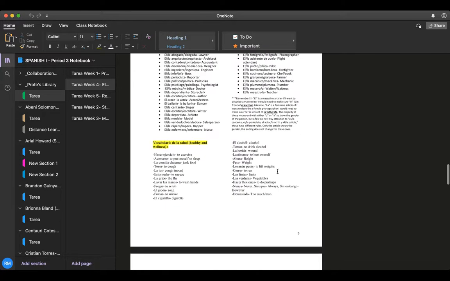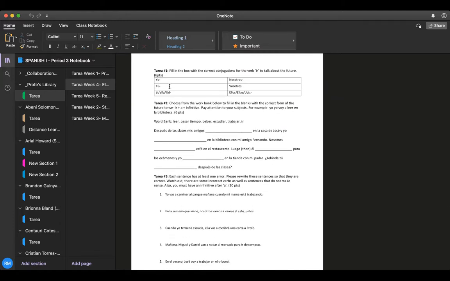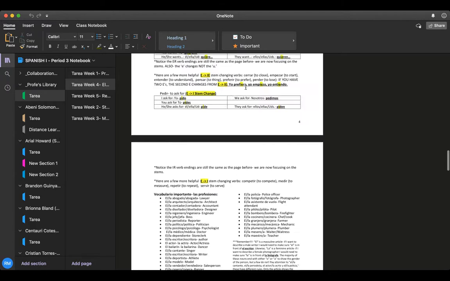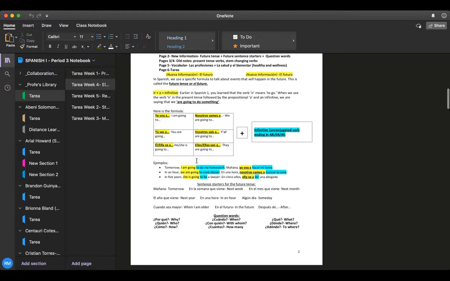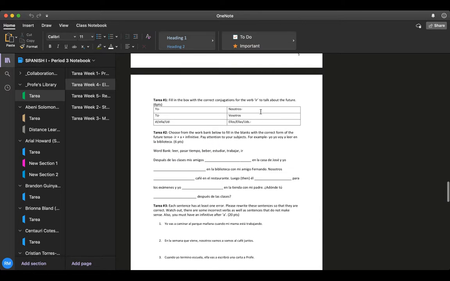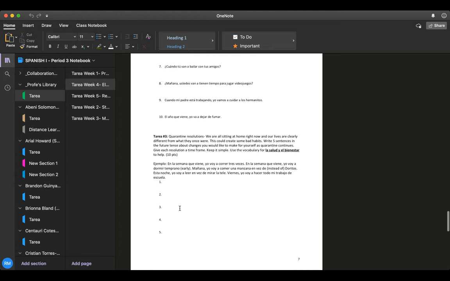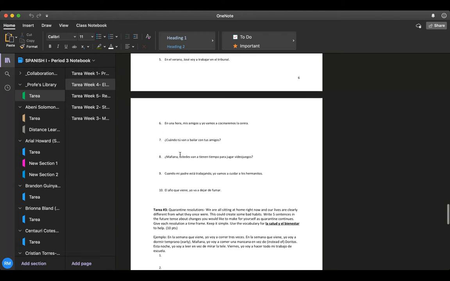I'm going to scroll down now past some older notes to Tarea numero uno. Okay, fill in the box with the correct conjugations for the verb ir to talk about the future. What I'm looking for here is for you to take this box and make a connection with page 2. This box right here. They are one and the same. So I'm asking you to take this information here and plug it in, write it on your own, so you get good at writing it into this box here in Tarea numero uno. Okay? I'm going to go through 2 examples on Tarea numero 3 and 1 example for Tarea numero 4.